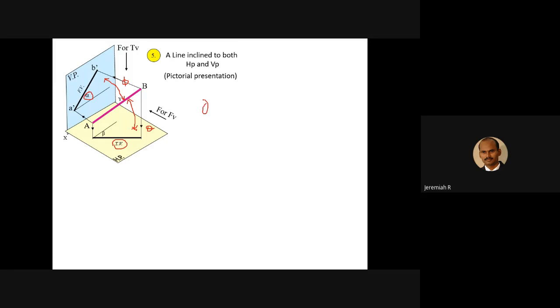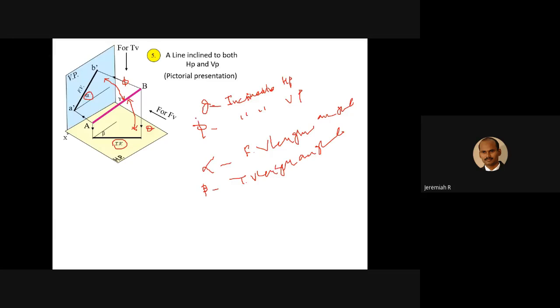Okay, I'll repeat one more time. Theta is inclined to HP. Phi is inclined to VP. When you see from the front, you'll get an inclined line but of reduced length. Alpha is the front view length angle. When you see from the top, you'll get an inclined line of reduced length, but a different angle. That is beta, the top view length angle. In the exam, sometimes they'll ask to find theta, phi, alpha, beta. Sometimes they'll ask to find the front view length.